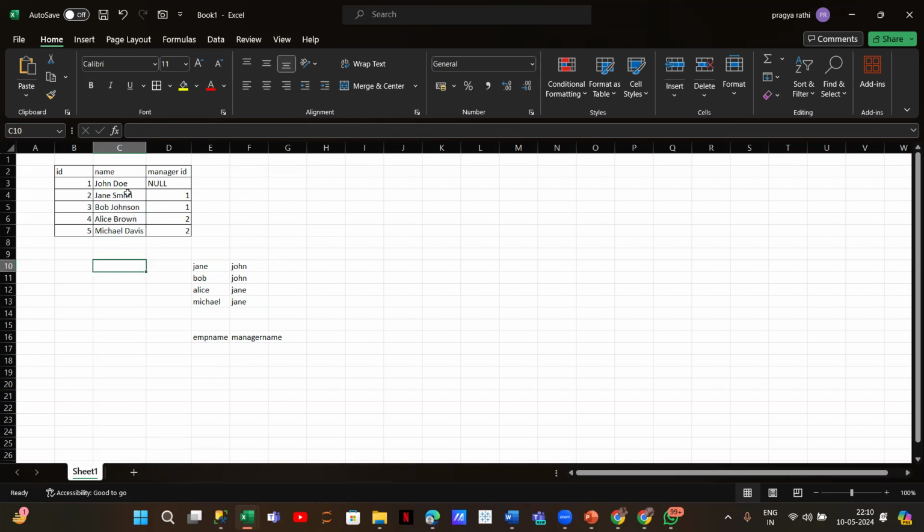Tell me, am I correct, Tripti? Manager names are among them, right? So we want the same thing from the table, right? We want the data from the same table, correct? If I want employee name and manager name, I want the data from the same table. And what is the relationship between both? Can you see any relation between any of the columns here?